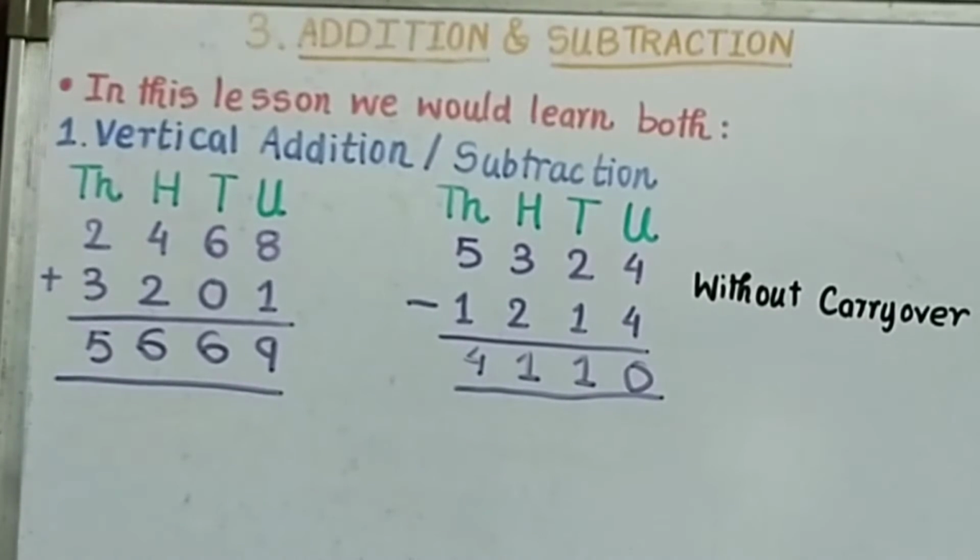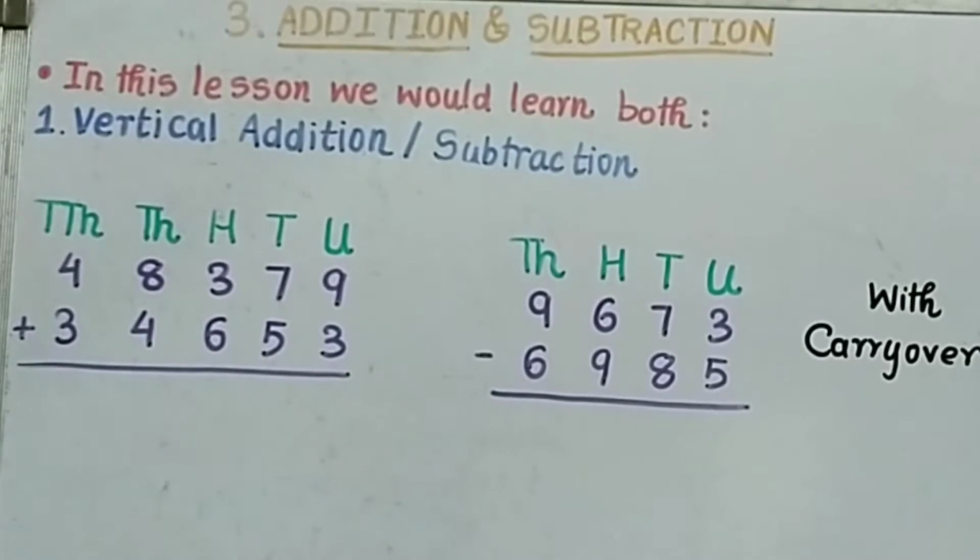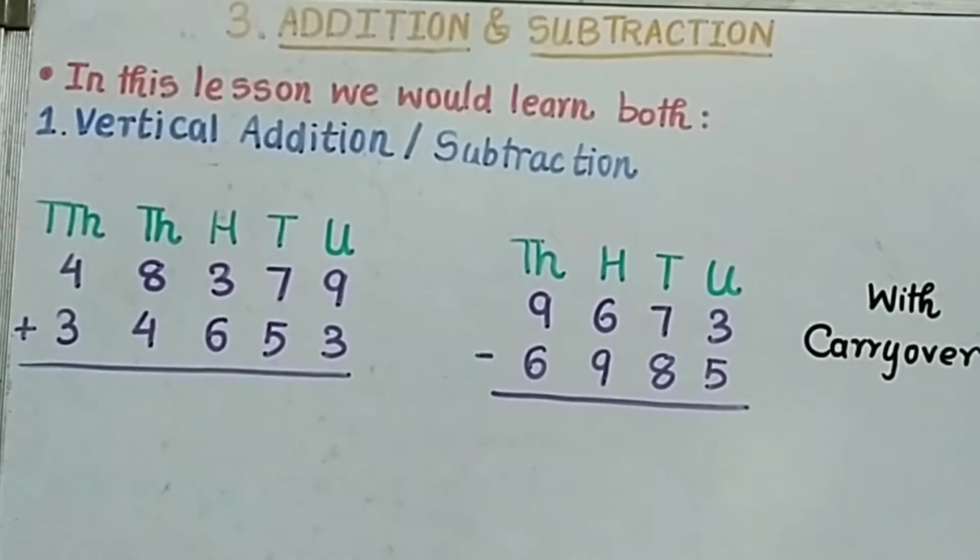So now let us learn the carryover method. So our next type is with carryover. This is a little hard method, but it would be simple. So 9 plus 3, we can see it is greater than 10. It is going into two digits. In addition, 9 plus 3 basically gives us 12. So it is a two digit number.